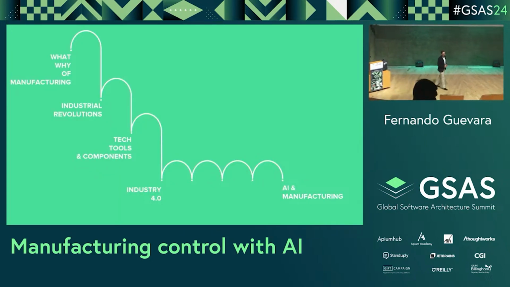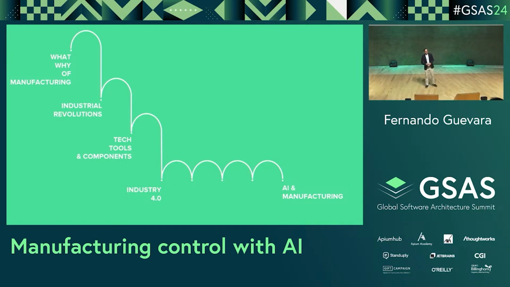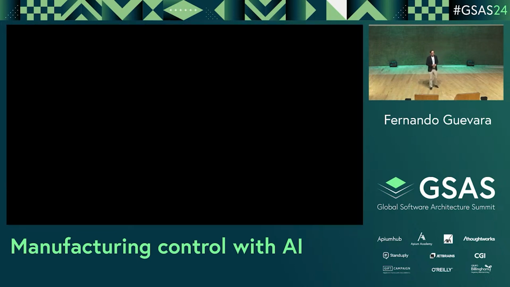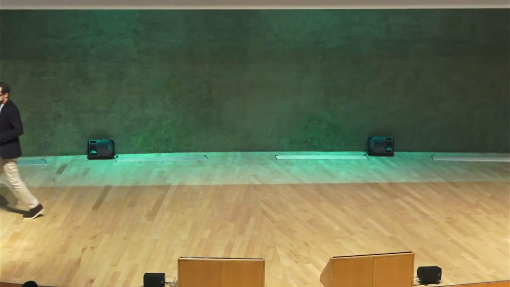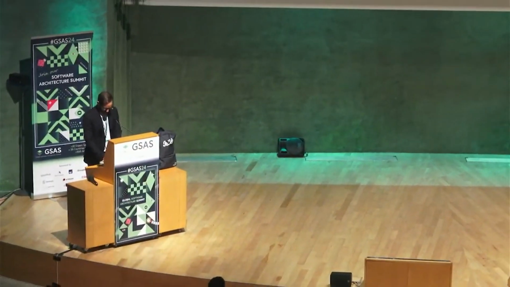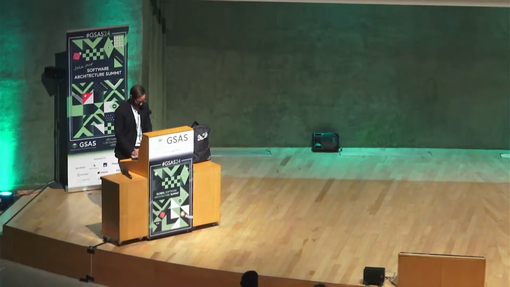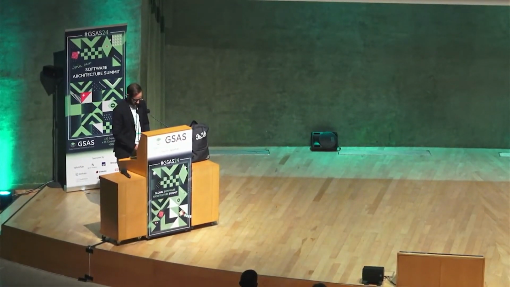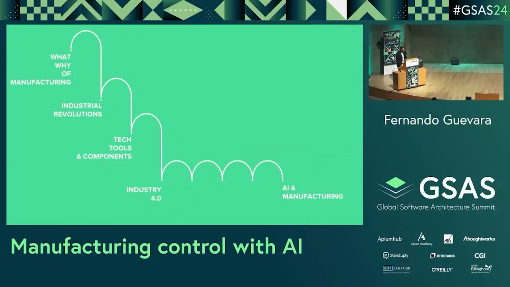We'll be talking about manufacturing. We will talk briefly about the influence of industrial revolutions on manufacturing. What are the techs, tools, concepts involving the use of IT systems in manufacturing, and we'll land in Industry 4.0, try to explain it a little bit, their key aspects. And then we'll try to align AI with manufacturing.